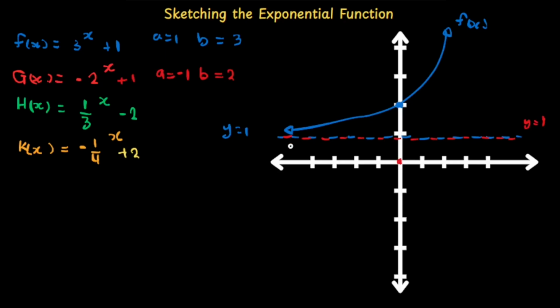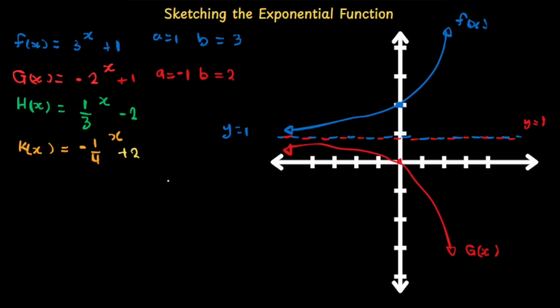I can then go ahead and sketch in the function. And there you have it, guys. This is the function g of x, which is equal to negative 2 to the power x plus 1. Now let's go ahead and look at the function h of x, which has the equation h of x is equal to 1 over 3 to the power x minus 2.